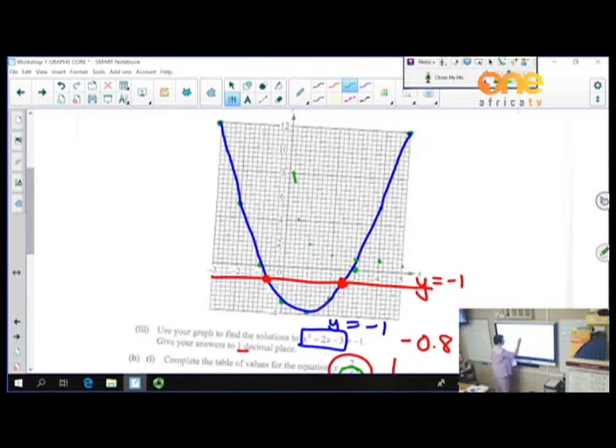And now I can join those points again with a smooth curve. So this is what you shouldn't do here. It shouldn't look like that. Oh dear.